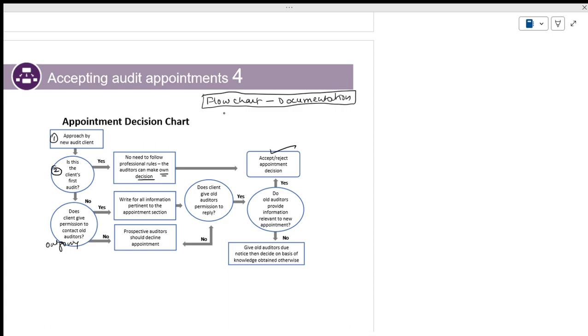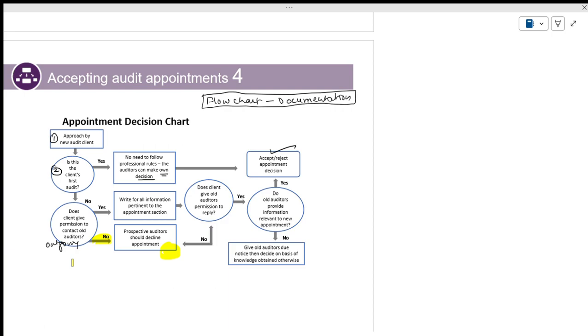Now, if the client says no permission, the prospective auditor should decline the appointment. If the client says no, I will not give the things, definitely you should decline the appointment. That's all. The story will end here. There is no progress.